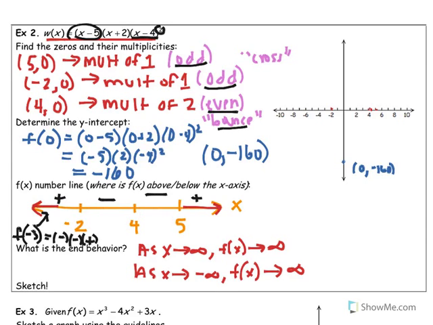So from negative infinity to negative 2, my f of x function is positive. At negative 2, it crosses the x-axis, and we head down to our y-intercept. Then we'll head back up to our zeros, and at 4 we're just going to bounce off the x-axis and then cross over at 5. So we were positive up here, we were negative between here, we bounced off and we're still negative, and then we crossed over and became positive. And so this is just a sketch of my function w of x.